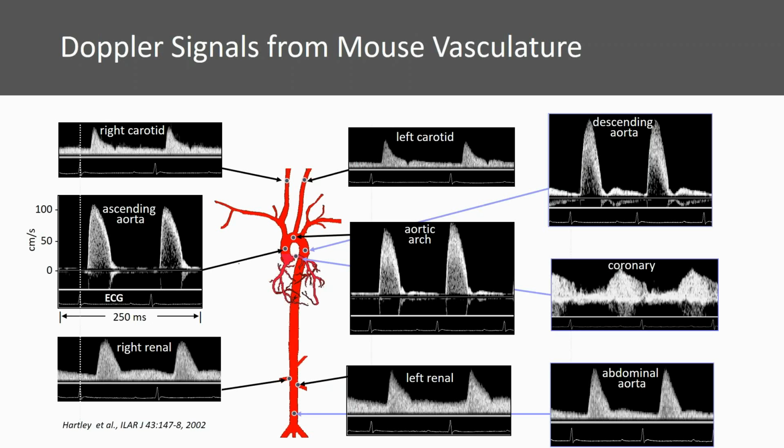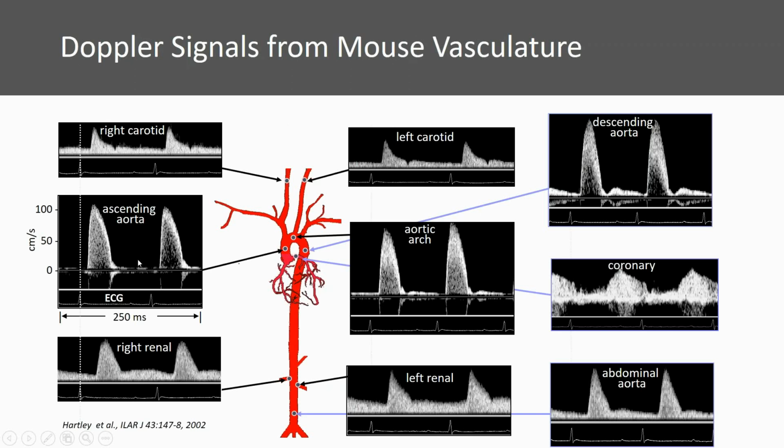Here are some examples of what the Doppler signal looks like from various arteries throughout the mouse vasculature, and we will see later what signals look like within the mouse heart. Part of the validation work that we have done, which Dr. Reddy will discuss in a few slides, shows that these waveforms look exactly like those in a human, and they appear at the appropriate times within the cardiac cycle.